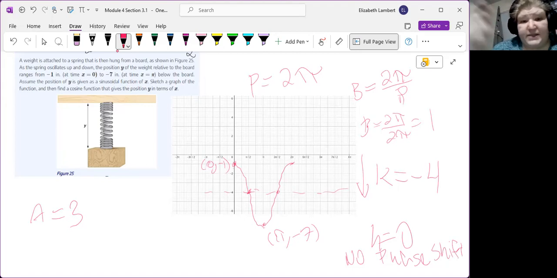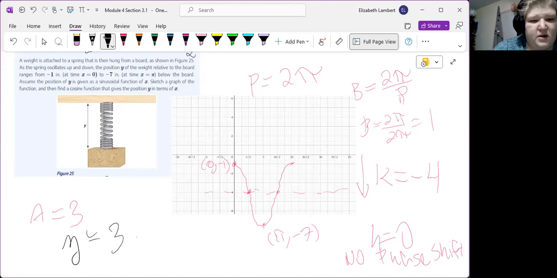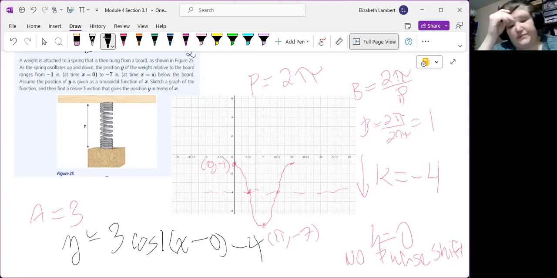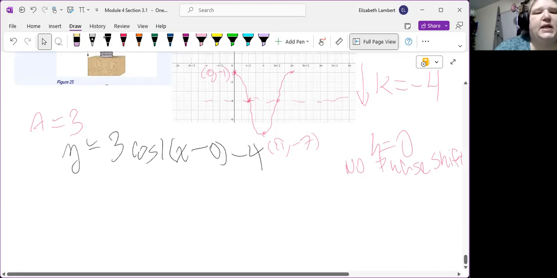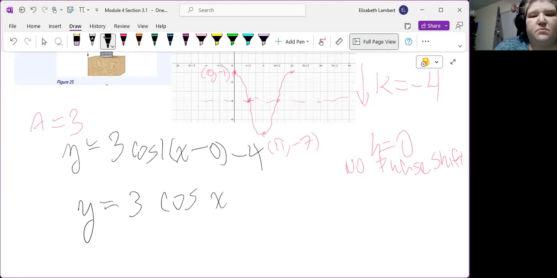I have enough to write this. y equals A cosine B (x minus H) is 0, plus -4, so I'll just write -4. Now that has some unnecessary numbers, so if we clean it up some, y equals 3 cosine of x minus 4.